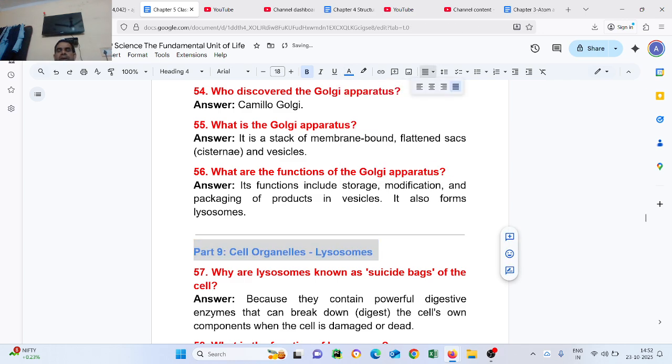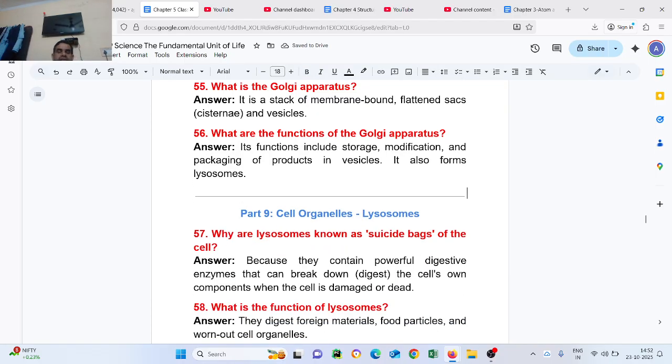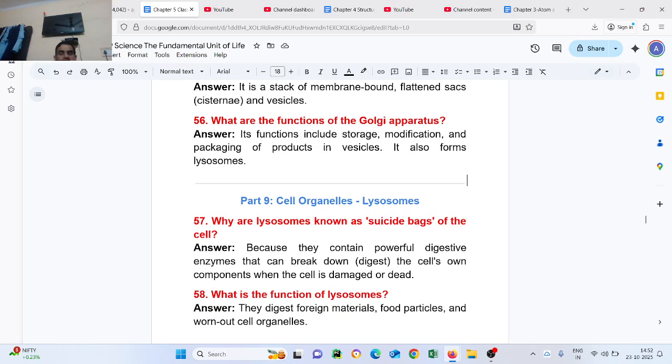Now we will move to part 9. Cell organelle, lysosome related questions. Question number 57. Why are lysosomes known as the suicide bags of the cell? Because they contain powerful digestive enzymes that can digest the cell's own components when the cell is damaged or dead.